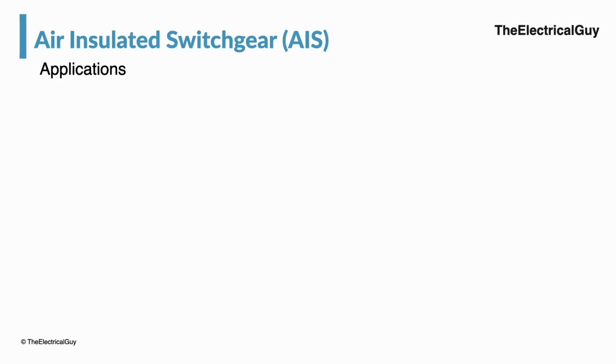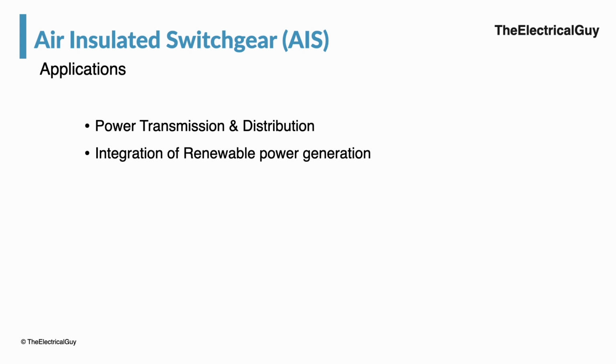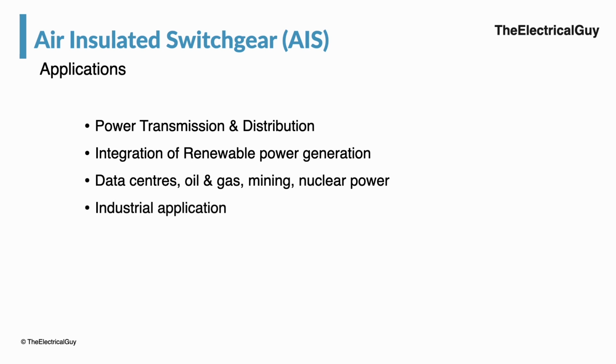Now let's talk about some of the applications of AIS. AIS has a wide range of applications. It can be used in power transmission and distribution, and integration of renewable power generation. It is used in more demanding applications like data centers, oil and gas, mining or nuclear power. It also covers all the industrial applications. It can also be used in long range power transmission and also in different power plants.